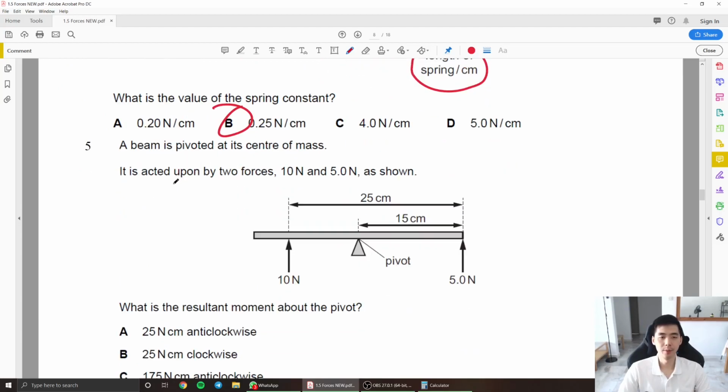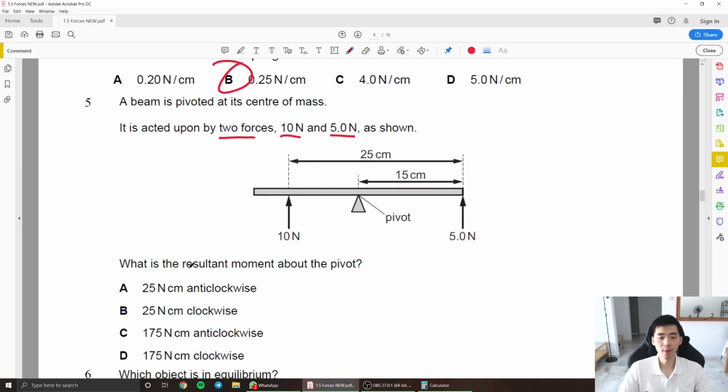Alright, then the beam is pivoted at its center of mass. It is acted upon by 2 forces, 10 newtons and 5 newtons here as shown. What is the resultant moment at the pivot? So first and foremost, I need to find how much moment is generated here and how much moment is generated here. Looking at this information, the anti-clockwise moment will be 5 multiplied by 15, which is 75 newton cm.